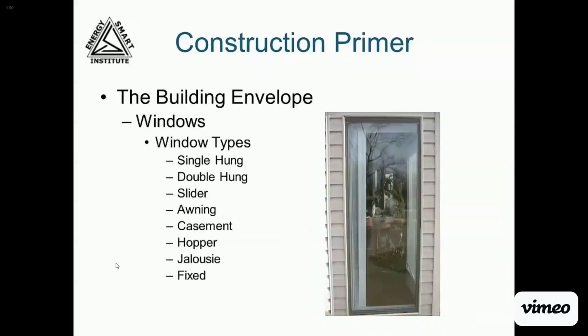Last but certainly not least is the fixed pane window. This window does not open. It's simply a fixed pane of glass. This is the most energy efficient design since it will not leak any air if it's correctly installed and if the rough opening around it is properly air sealed and insulated.